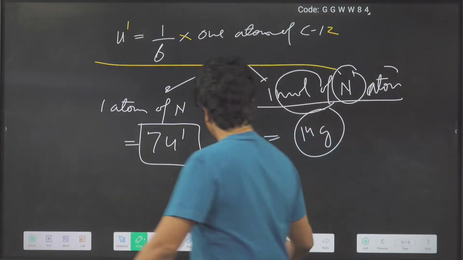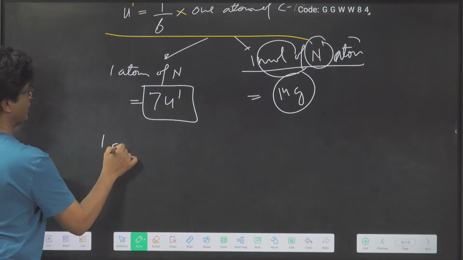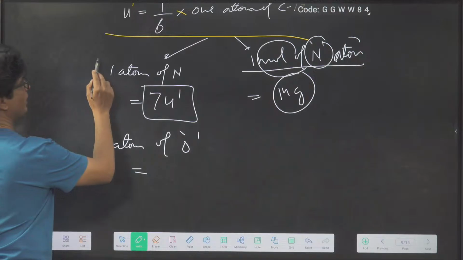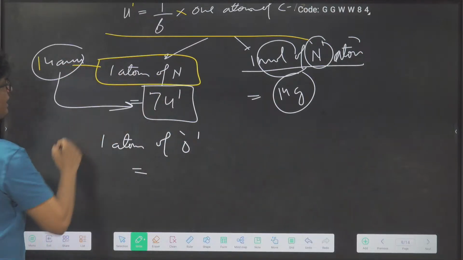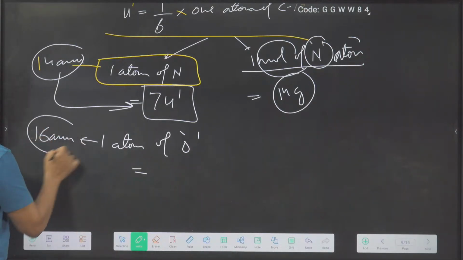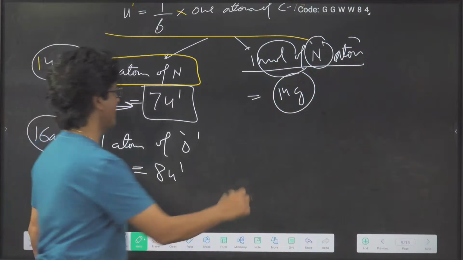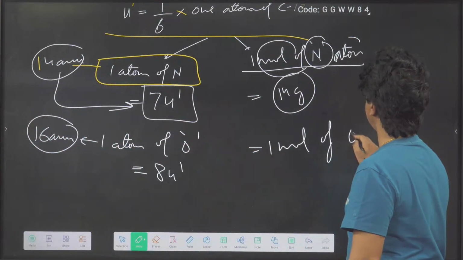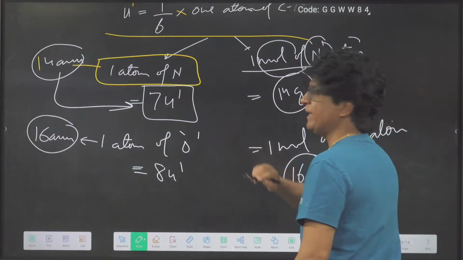So let me talk about this thing again. If I'm talking about 1 atom of oxygen, what will be its weight? Normal weight of nitrogen is 14 AMU, which will become 7 U dash. Oxygen is normally 16 AMU. It will become 8 U dash. Yes or no? And what will be the weight of 1 mole of oxygen atom? 16 gram. This will remain the same.